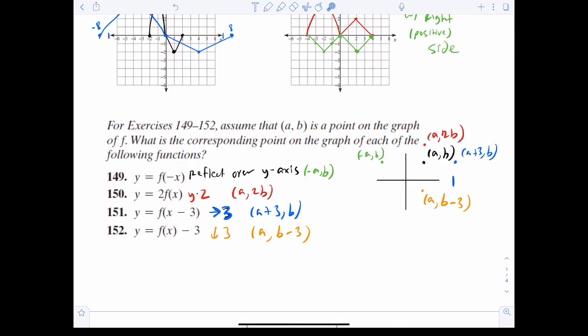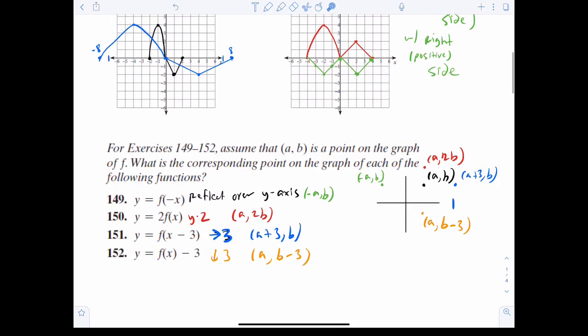So the main thing for these is just write out what's actually happening. So see, that's what I'm doing here. And then it helps you see what happens to the generic coordinate a comma b. And that's it.